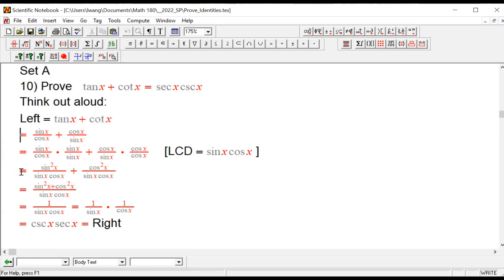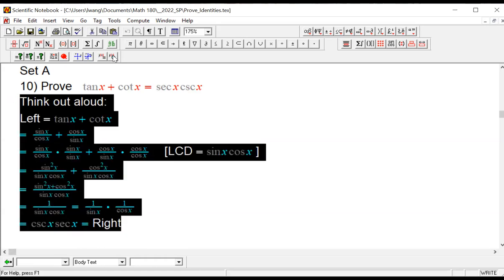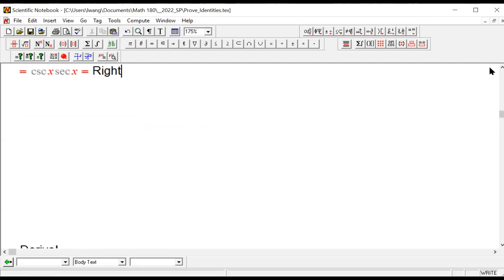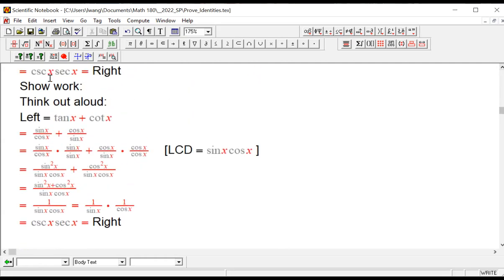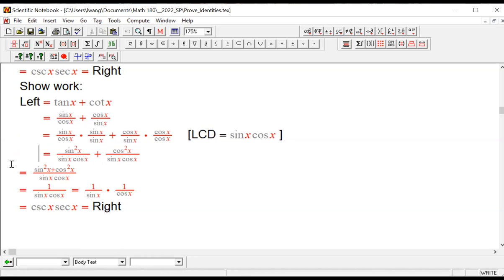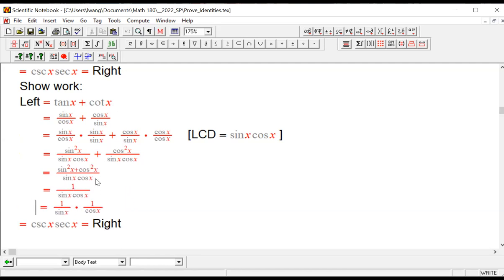And every single step needs to be justified. So you see, from the think out loud we already got it. So now, I'm going to show you how to show work. When you show work, of course, you're going to remove that. You're going to present it nicely. So you start from the left, you tell the reader you start from the left. I would typically line them up nicely like that.